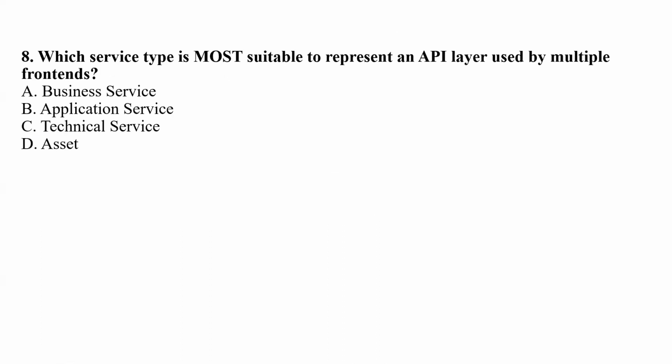Next question. Which service type is most suitable to represent an API layer used by multiple front ends? Option A, business service. Option B, application service. Option C, technical service. Option D, asset. The correct answer is application service, option B.